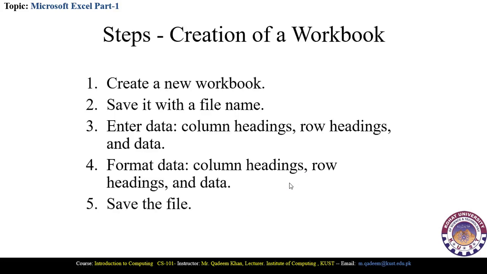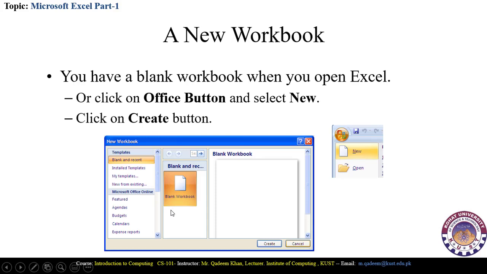Now how to create the workbook? To create a workbook, first of all go to Microsoft Excel, then save it with a file name. Then enter some data in the format of rows and columns, then format the data, rows and columns, and at the end save the file. These are the steps.